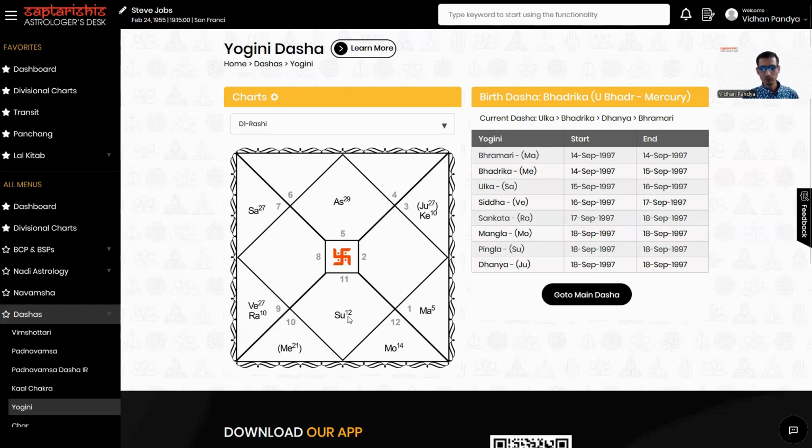So he's back to his business, his actual business, his company that he started. So seventh house has a role to play. Then you have Bhadrika. Bhadrika is your Mercury. Mercury is in the sign of Saturn. So Mercury is going to give the results related to Saturn. So again, Saturn we know that it is also the lord of seventh house.